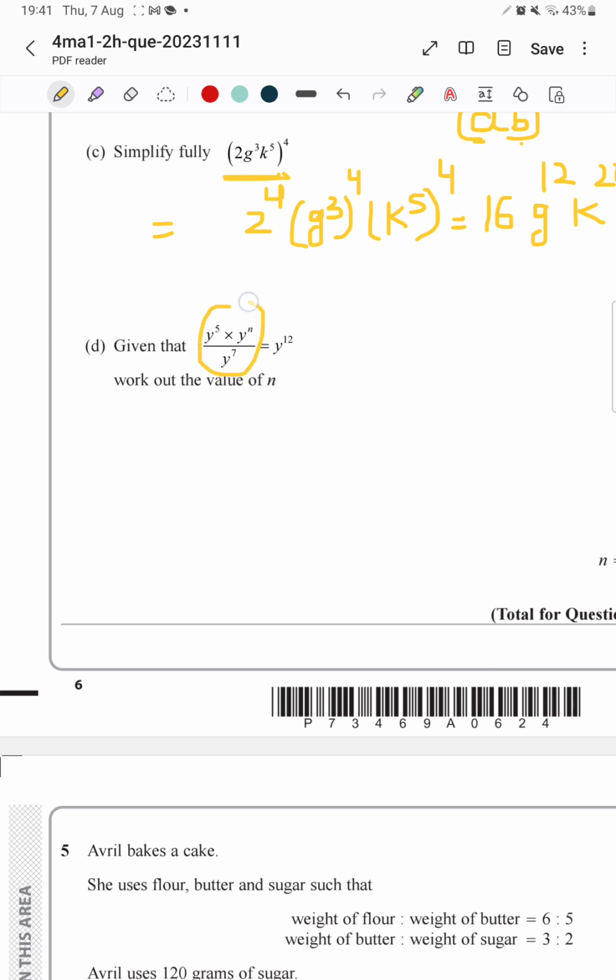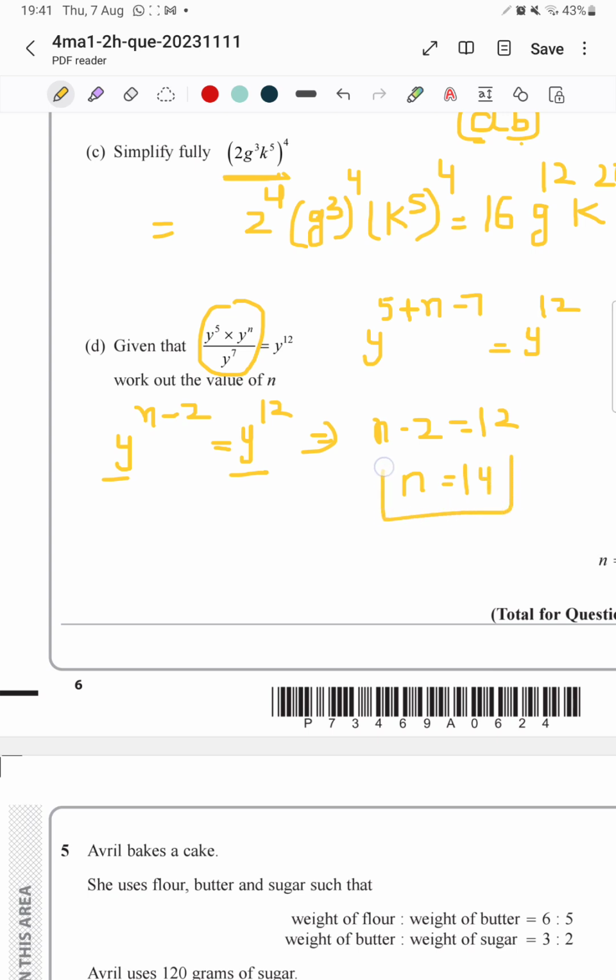So we will simplify this side, and it will become y to the power of 5 + n - 7, and that is equivalent to y to the power of 12. So I can say y to the power of n - 2 is y to the power of 12. If the bases are the same for the power expressions, then the powers will be equal. So from here I can get n is equal to 14.